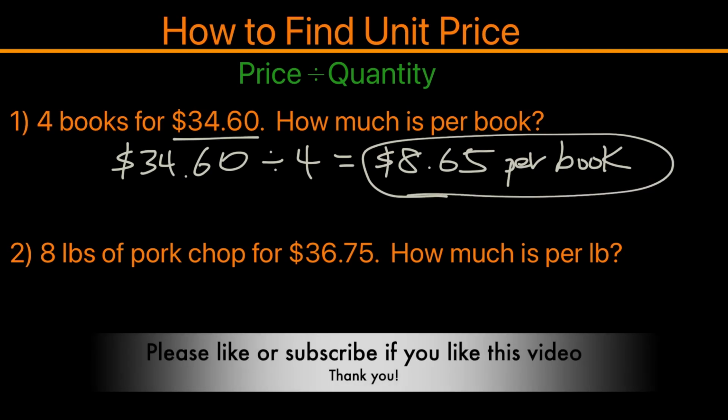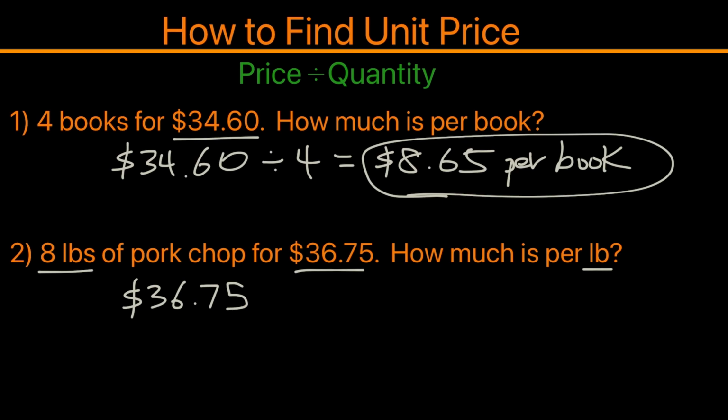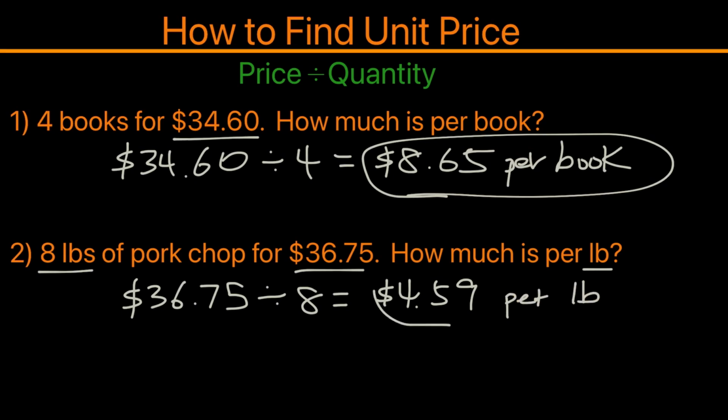For the second example, we have 8 pounds of pork chops, and their cost is $36.75. How much is per pound? Since we know there's 8 pounds, we're going to take the total cost, which is $36.75, and we want to divide that by 8. And inputting that in the calculator, we would get $4.59. So that's $4.59 per pound of pork chop.